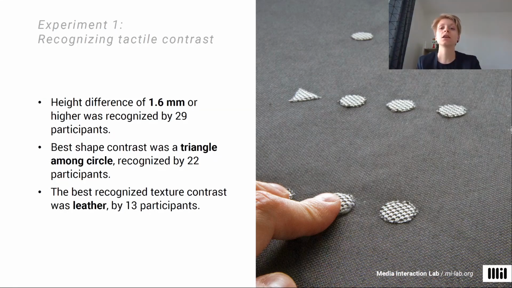In the case of height, it showed that the contrast most recognized was a difference of 1.6 millimeters or higher. This was recognized by 29 participants out of 30, so almost everybody. In the contrasts of shape, the biggest contrast was edged among circular shapes. The best recognized example for us was a triangle among circles, by 22 participants out of 30. But we were a bit surprised that the texture was actually not recognized so well. The contrast that was recognized the most was leather, but only by 13 participants out of 30, so less than half, so not really a lot.